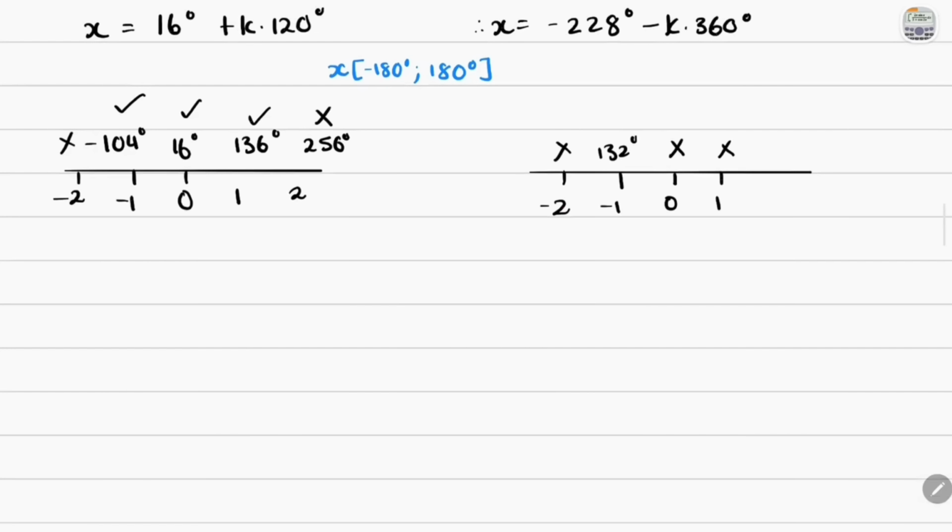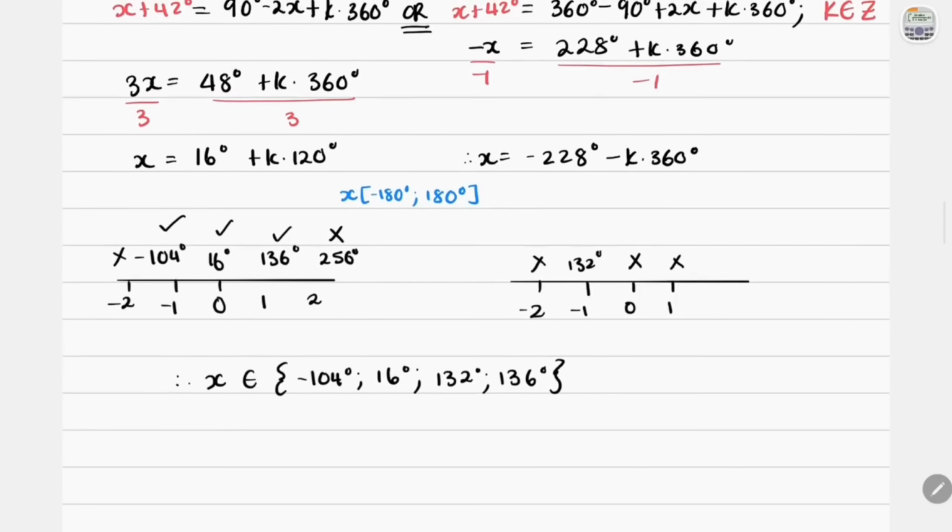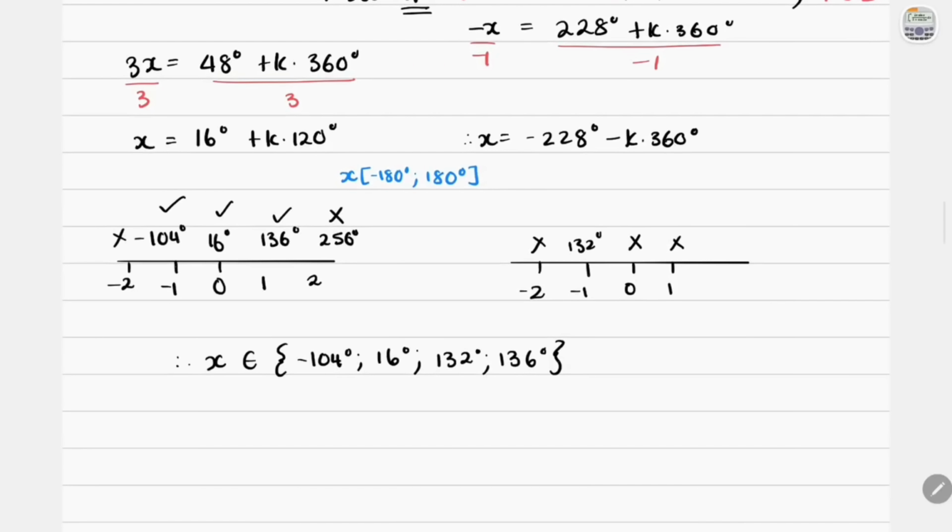So you can see that we have 4 solutions. There's no use writing it as x equals this and that and that. We can just say x is an element of, and put all our answers between the braces. The smallest one is negative 104 degrees, followed by 16 degrees, then 132 degrees, and lastly 136 degrees. These are our 4 solutions. As long as you get these solutions, whichever method you use is fine. And that is it for question 4.